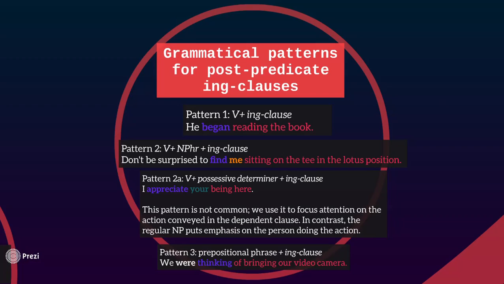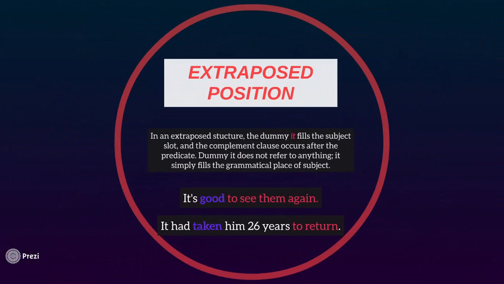And these are the most common patterns for ing clauses placed in post-predicate position. The last position to consider is the extrapost position. We have seen the extrapost function in Unit 8 previously, but now we're talking about the position within a major clause. Remember that we have an extrapost position every time we find the dummy it filling the slot of the subject within the clause. In these cases, the complement clause always occurs after the predicate.